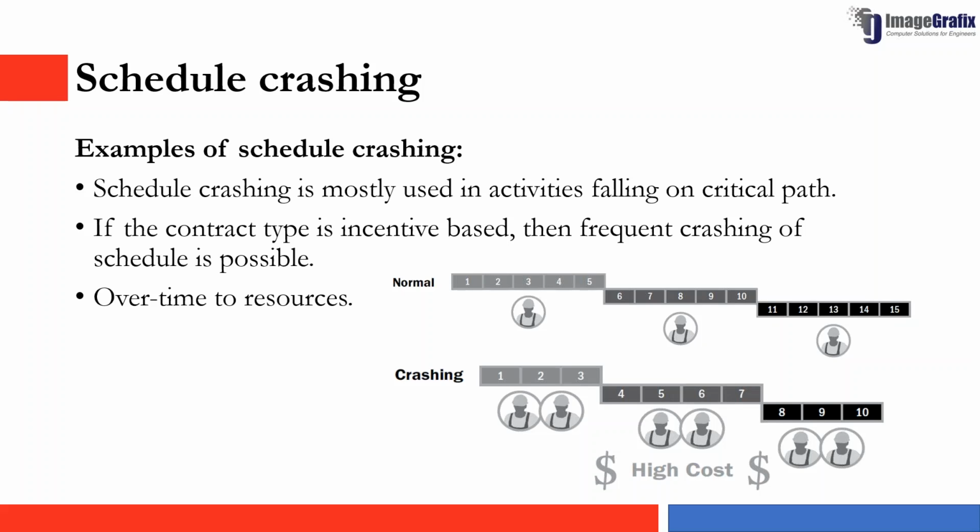And one more example of schedule crashing is where the contract type is incentive based. When a contract type is incentive based, there is frequent crashing of the schedule, because in order to avail the incentive we need to finish the work on an expected date. So to do that, we need to add more resources to the project, and we need to complete the project as early as possible to avail the incentives. So these are the major examples of schedule crashing.